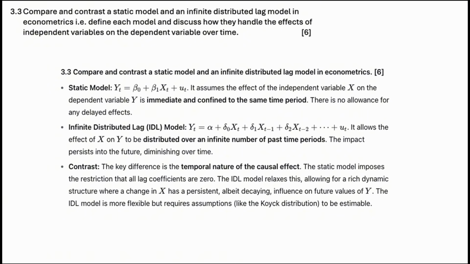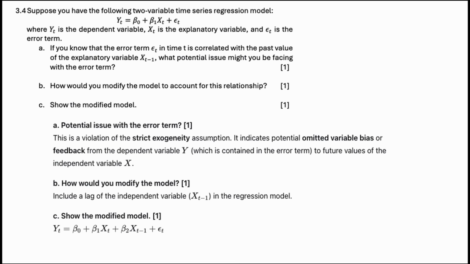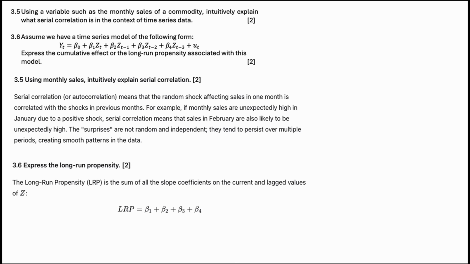But this is just to show you, these are questions from previous exams and tests, and they like to repeat questions. Okay, again, you have this thing and then you have the error term correlated with the past values. It's literally word for word the same question, right? You solve it in the same way. It violates strict exogeneity. There's omitted variable bias. You include a lag, and then you have the modified model over there.